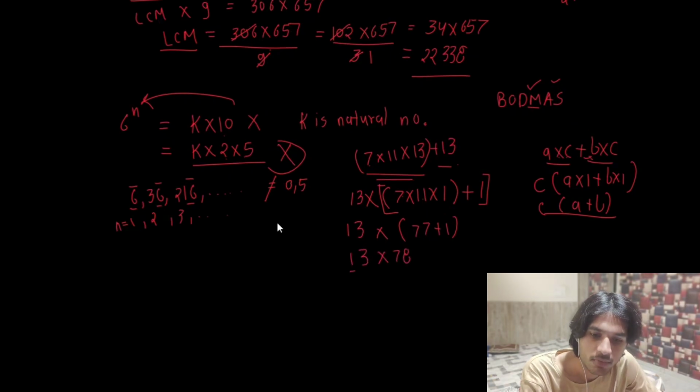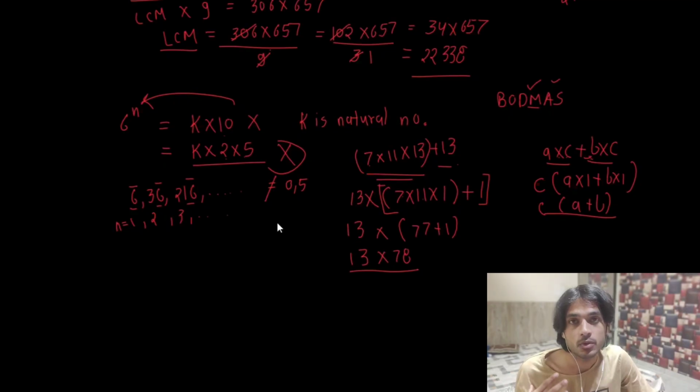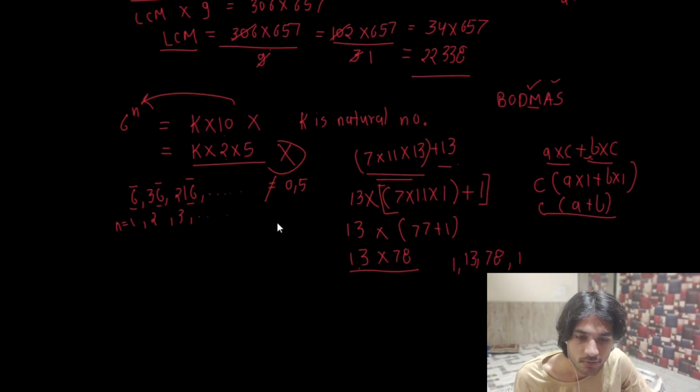Now I don't know what this number exactly will be. I can find out, but let us not do that rigorous method, because this number is 13 multiplied by 78. So 13 is a factor, and 78 is a factor, and 1 itself is a factor, and whatever this number is, it will also be its factor. That means it has more than two distinct factors other than one and itself. So this can't be a prime number. And because it has more than two distinct factors, this is going to be a composite number.